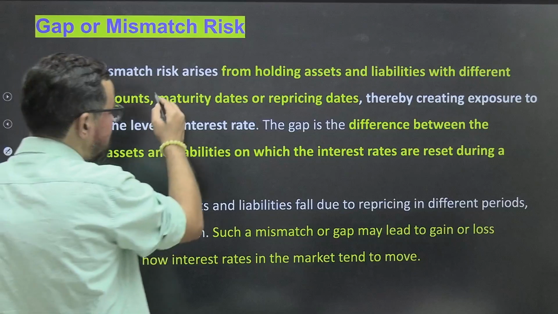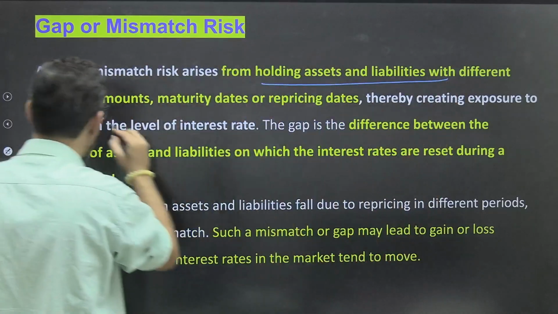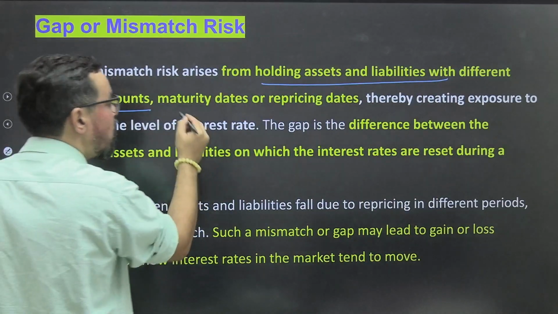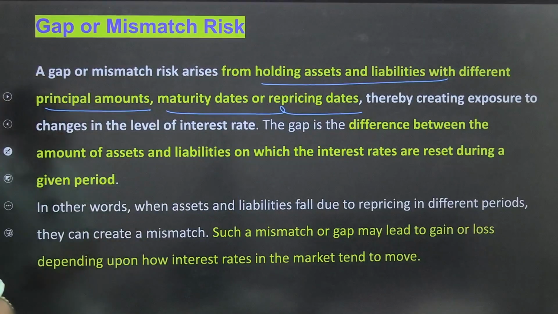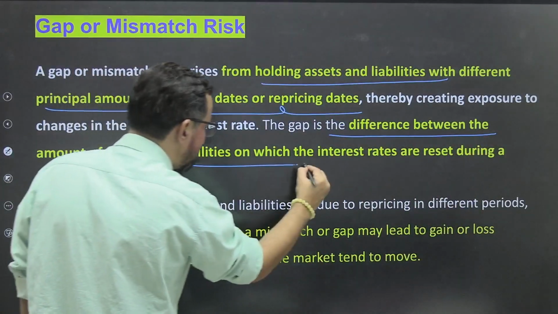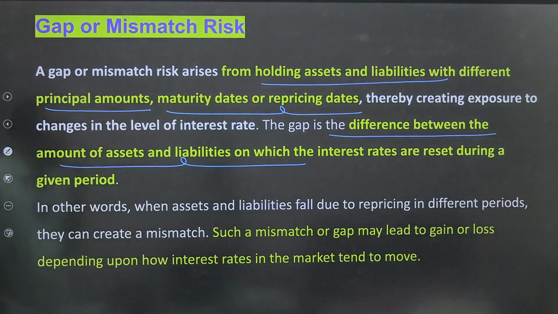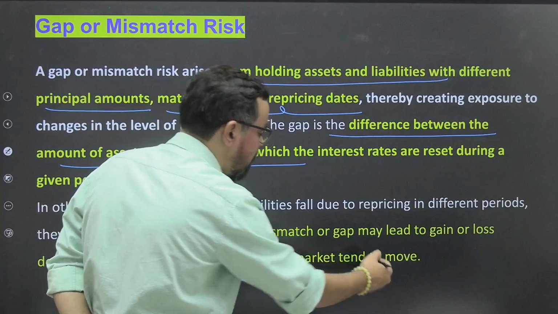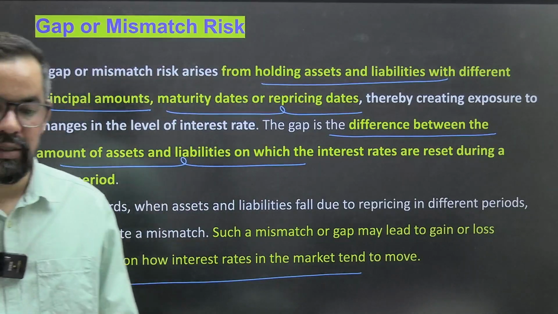A gap or mismatch risk arises from holding assets and liabilities with different principal amounts. It can be principal amount, maturity date, or repricing date, thereby creating exposure to changes in the level of interest rate. The gap is the difference between the amount of assets and liabilities on which the interest rate is reset during a given period. In other words, when assets and liabilities fall due for repricing in different periods, they can create a mismatch. Such a mismatch or gap may lead to gains or losses depending upon how the interest rates in the market tend to move.